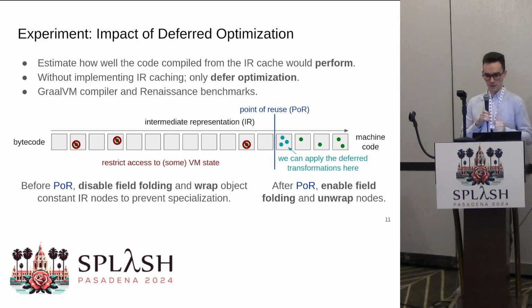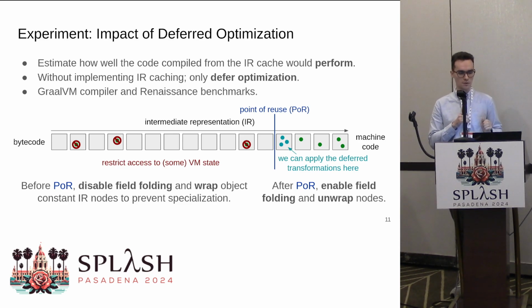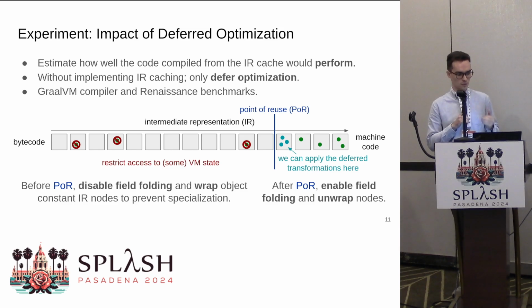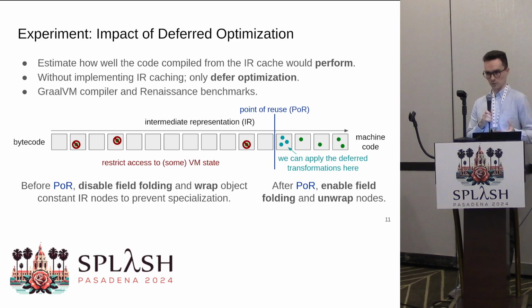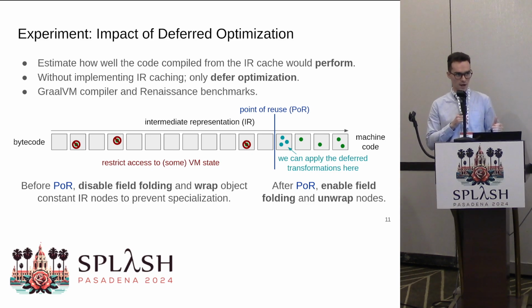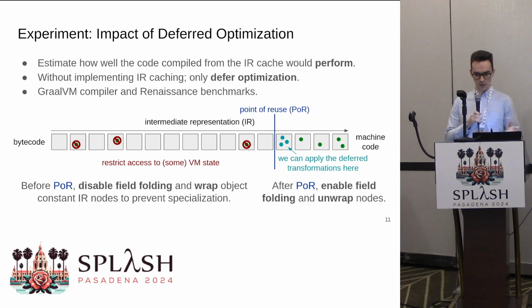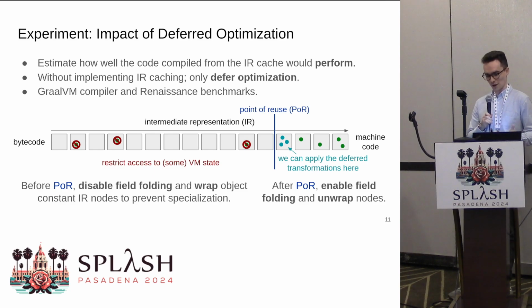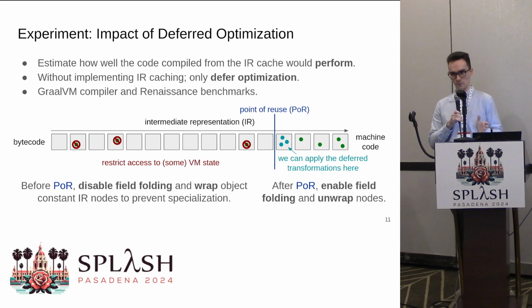And the implementation works like this. Before the point of reuse, we disable field folding, and all the IR nodes that represent object constants living on the heap, we wrap them in a new kind of IR node that we created for this purpose. These nodes then become opaque to the compiler, so the compiler cannot specialize to the heap contents during this compilation before the point of reuse. And after the point of reuse, we re-enable field folding and unwrap all these IR nodes so that the compiler can start specializing to that particular VM instance.